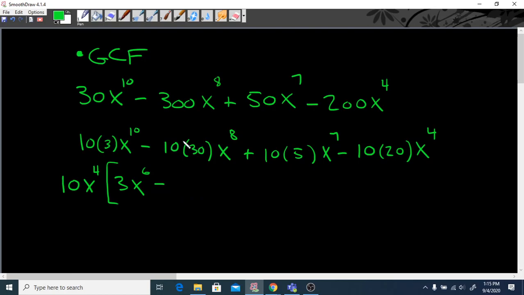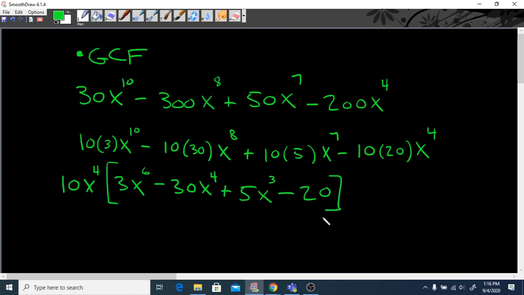Minus. Take the 10 away, take 4 x's away, the 30's left. Take 4 x's away from 8, you got 4 left. Plus, we took away the 10, we took away 4 x's, so the 5 is remaining. 7 minus 4, 3. Minus, and then took away the 10, so I have the 20 left, and I'm taking away 4 powers of x from 4, so there's no x's left whatsoever. So all that's left inside is going to be a 20.